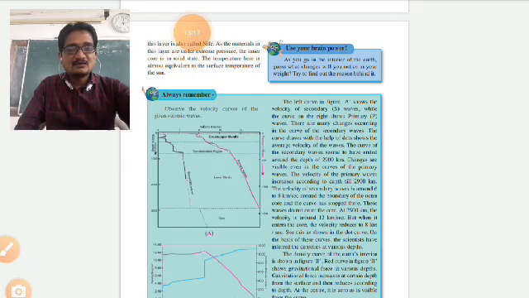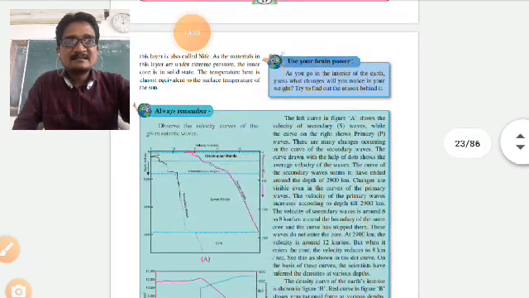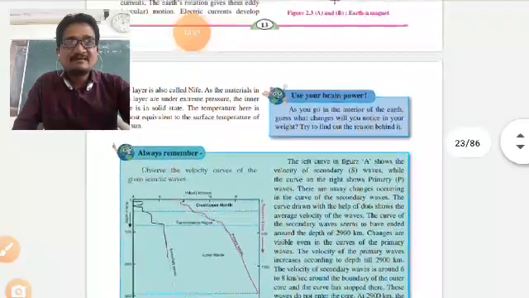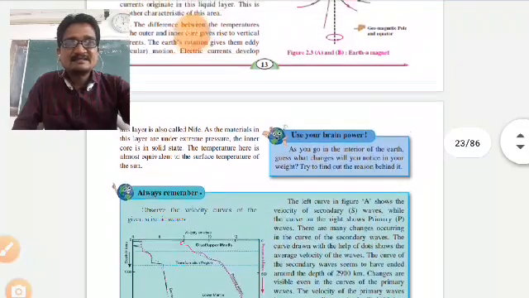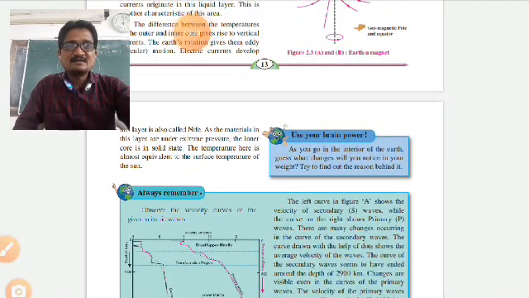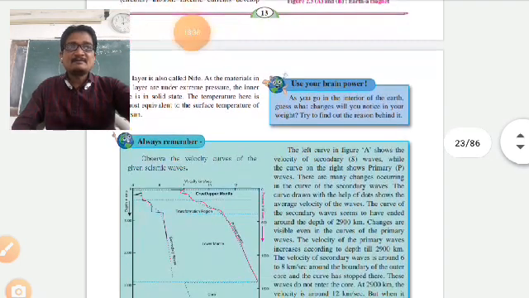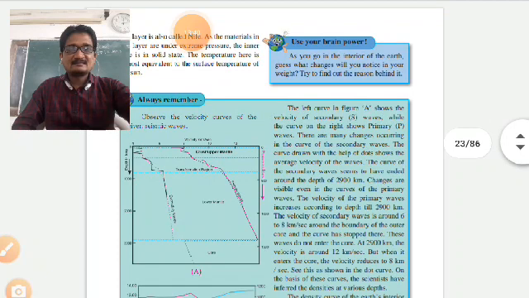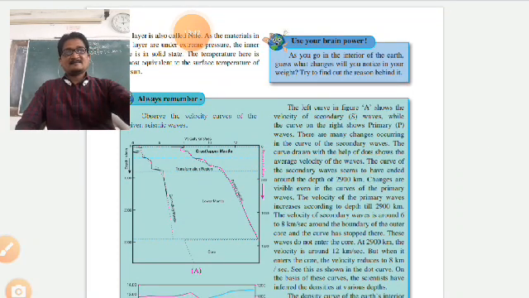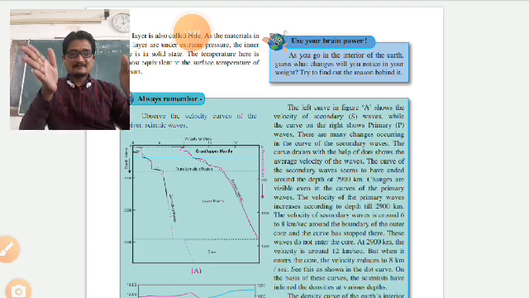This layer is also called knife, and the temperature here is almost equivalent to the surface of the sun. Use your brain power: as you go in the interior of the earth, guess what changes you will notice in your weight and try to find out the reason behind it. So point out all the notes.